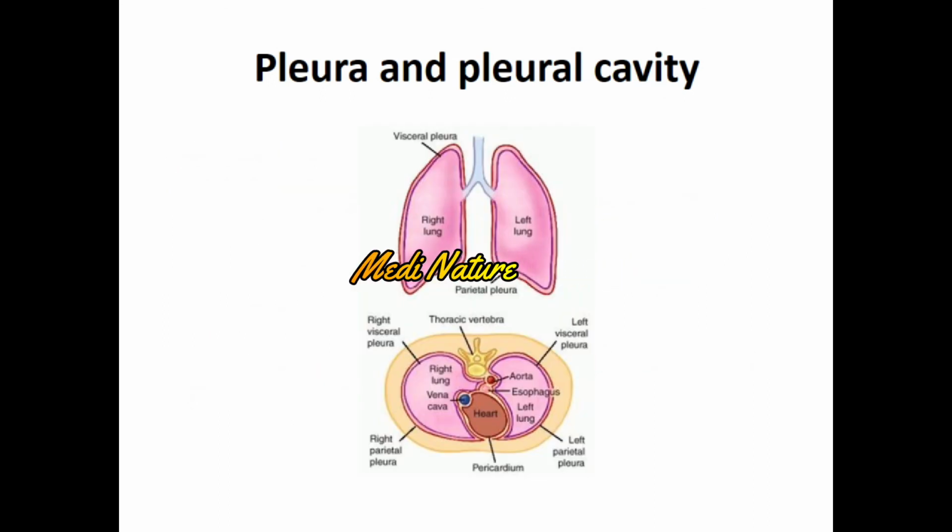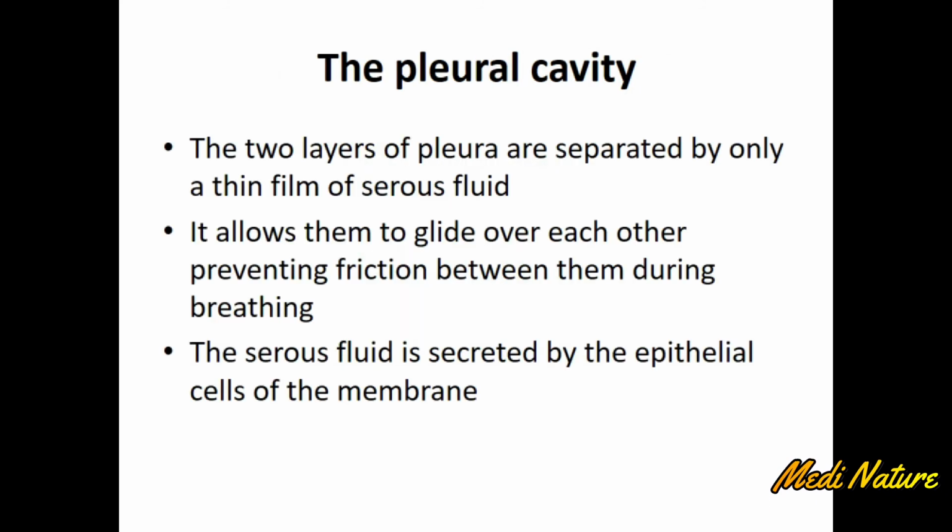This picture gives you the idea about this pleura, that you can see the visceral pleura which is attached to the surface of the lung, and then the parietal pleura which is attached to the inside of the thoracic wall. And in the lower picture you can see that pleura is not attached with the other organs that exist in the mediastinum. The two layers of this pleura are separated only by a thin film of serous fluid.